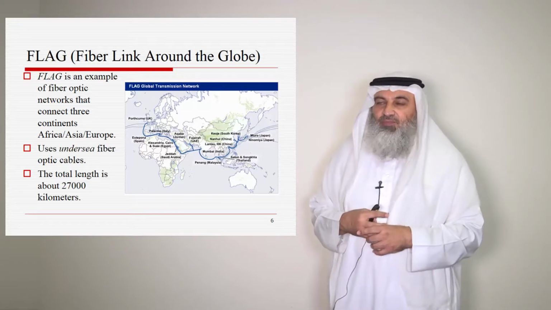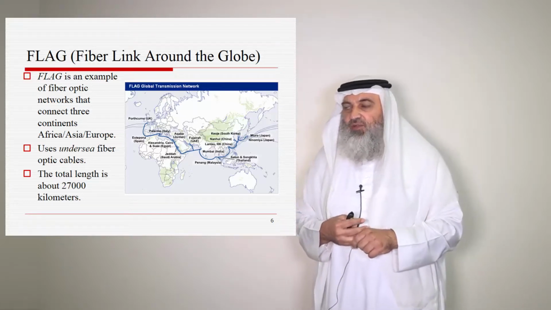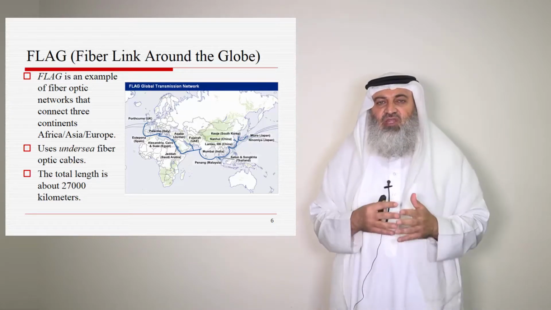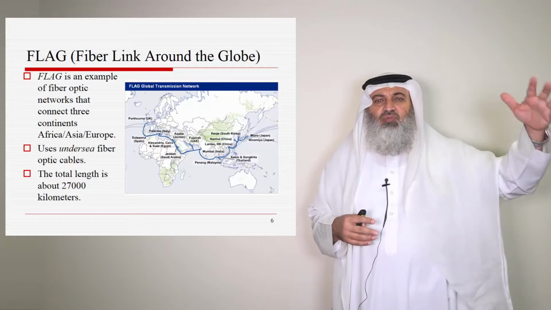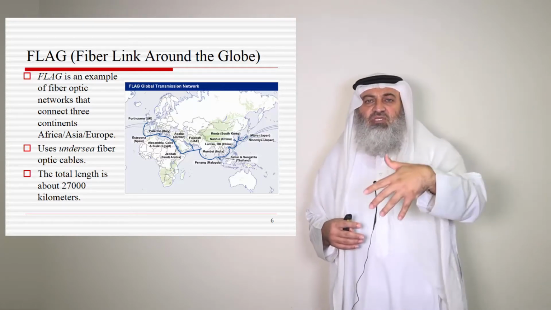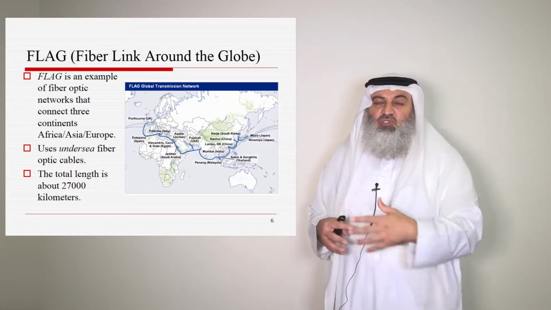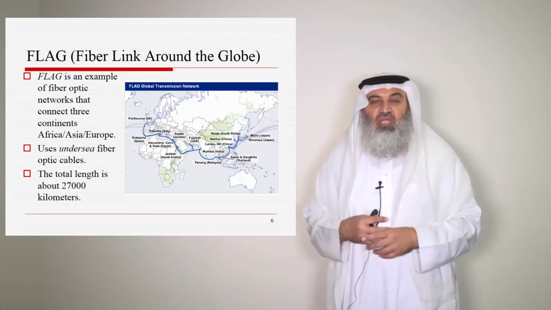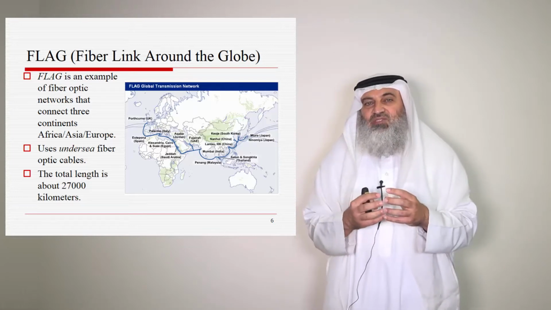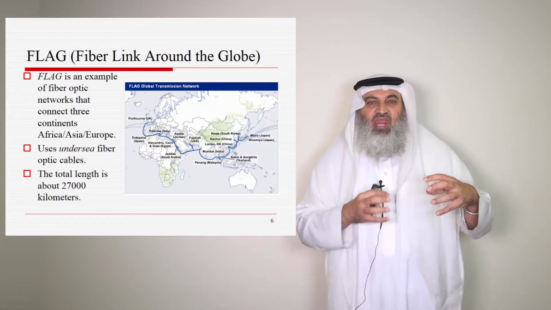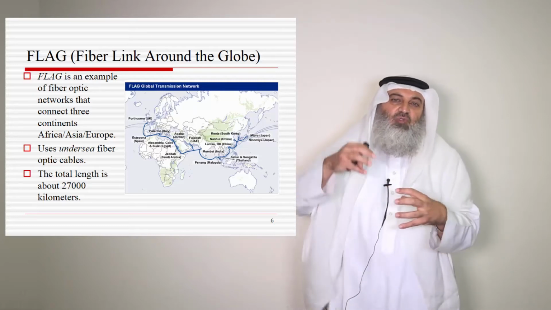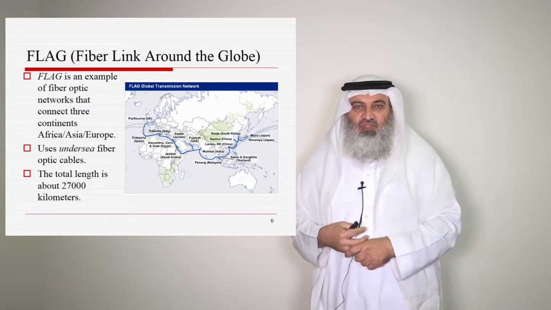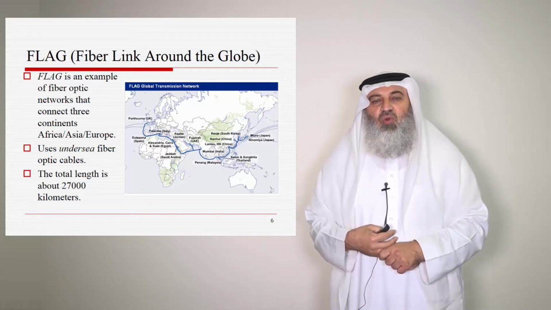This is only one example, the FLAG network, the Fiber Link Around the Globe. It has been in operation since roughly 1997. It's around 27,000 kilometers. It connects Europe, through the Middle East, through Japan, the Far East, and so on. A huge network, and there are several other networks that connect other parts. These, as I said, are used as the backbone, the main highway of data. And then once you reach one node, you can take it from there through either another branch of fiber network or microwave or whatever.